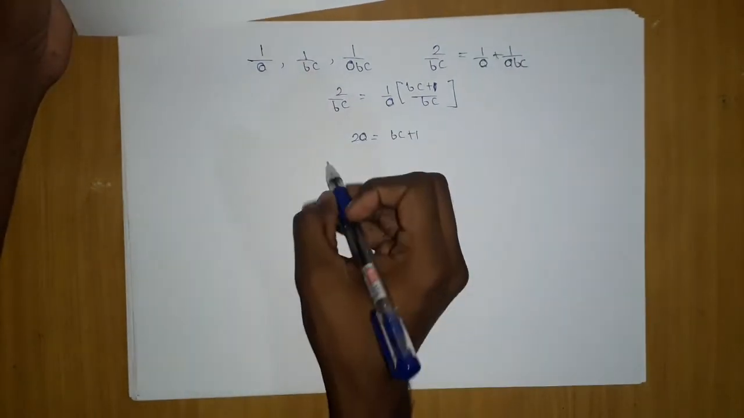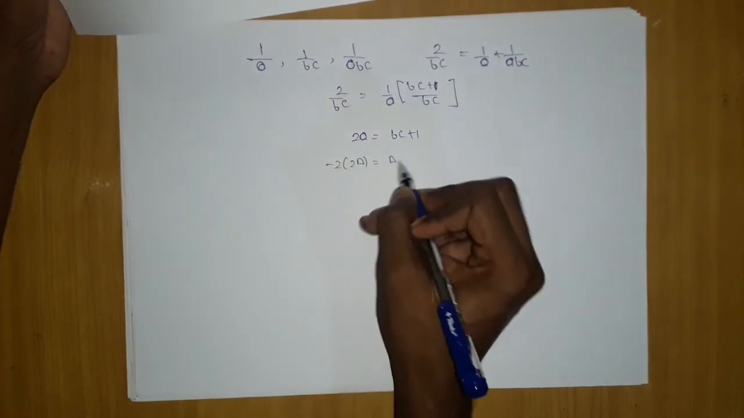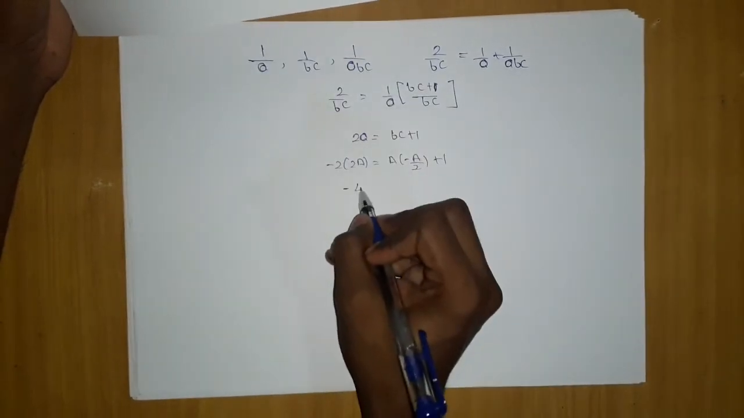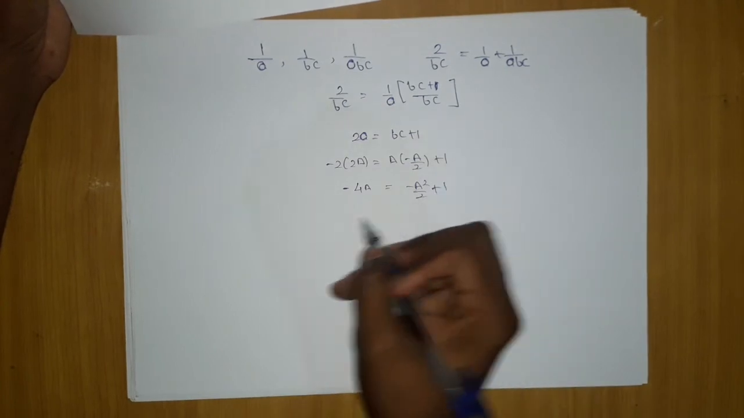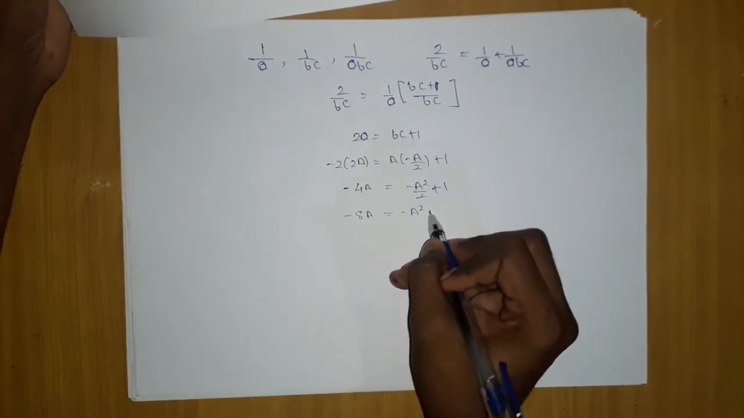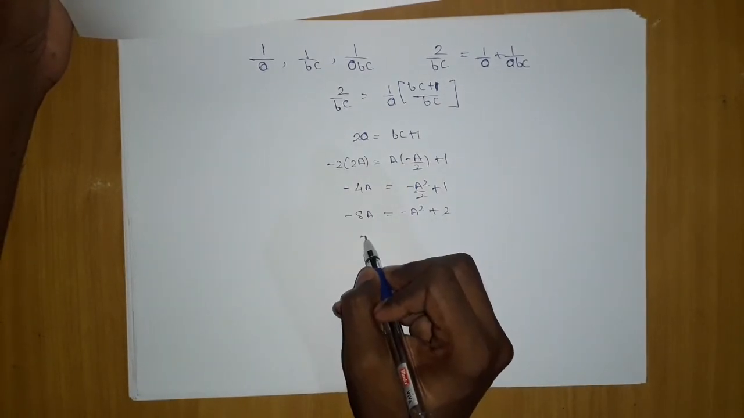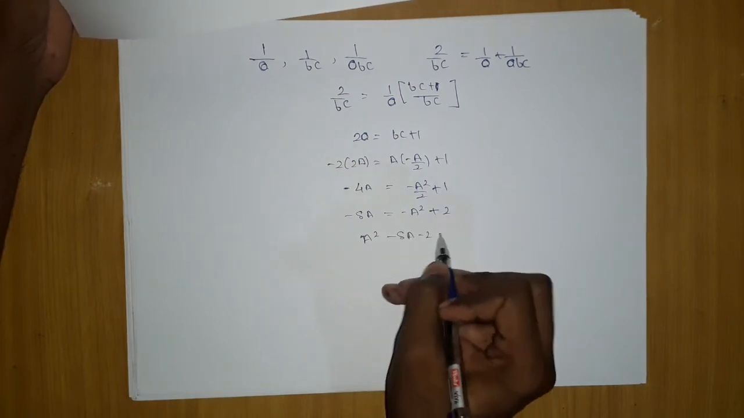Okay, now I will substitute the value, which will be minus 2, into 2A, which will be A into minus A by 2 plus 1, giving me finally minus 4A is equal to minus A square by 2 plus 1, giving me minus 8A. I will multiply throughout by A by 2, which will give me this, and finally I will be left with minus A square. Okay, A square minus 8A minus 2 is equal to 0.